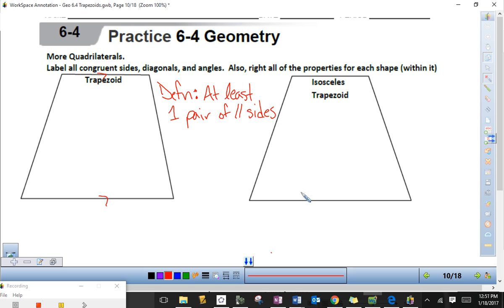Okay, and you'll want to mark that on your picture here. I marked the top and the bottom because that's what looks like we've got parallel in this particular trapezoid. It's just one pair of opposite sides that are parallel.